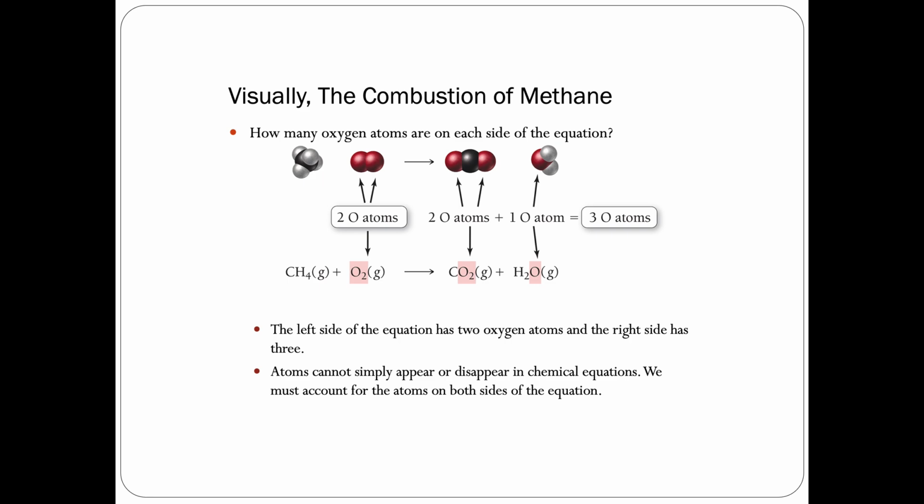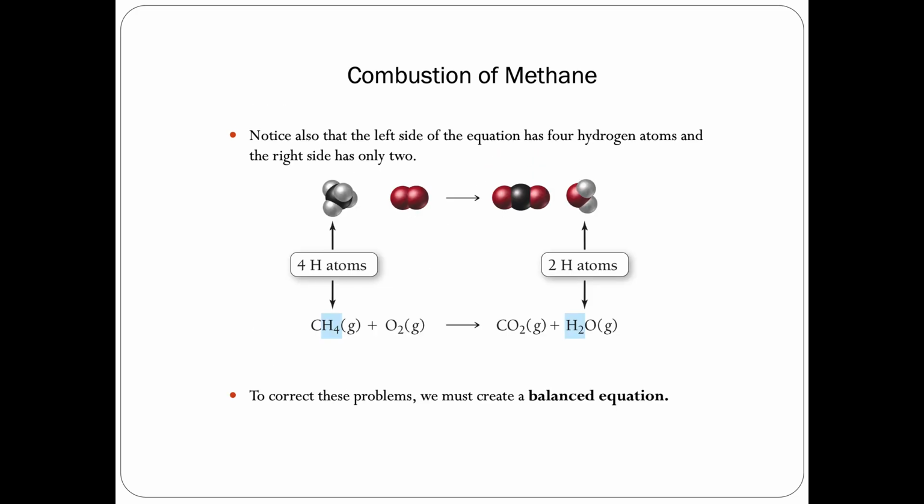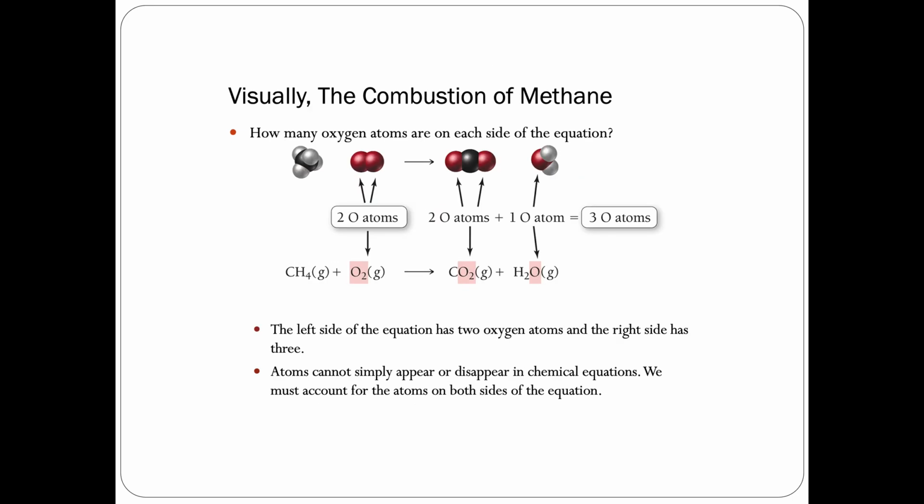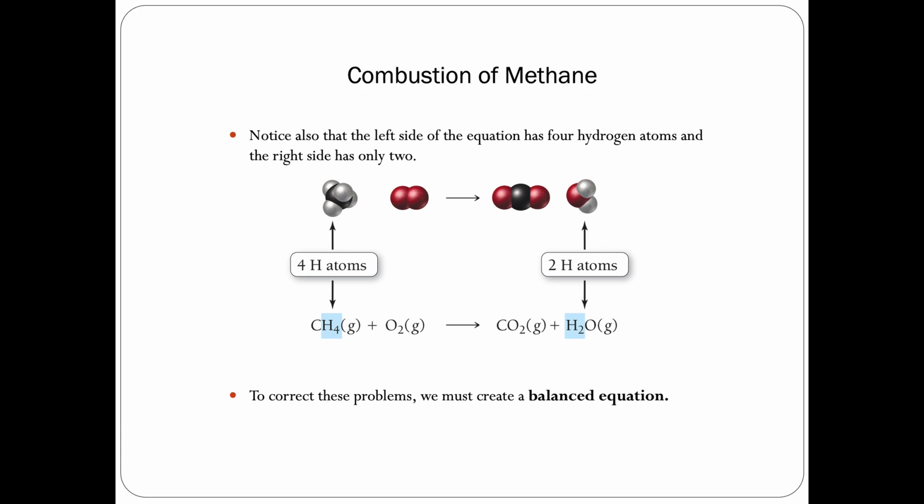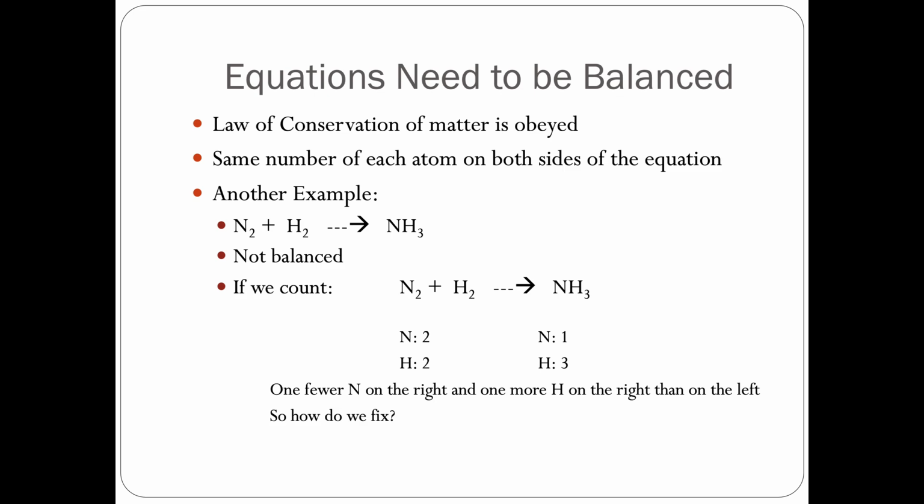So, you know, the law of conservation of matter says that that can't happen. So what do we have to do? We have to figure out a way to make it work. But also you'll notice that what happens in a chemical reaction is that the atoms are rearranged. So if you look back, or even if you look here, see how the oxygens are connected to each other, but then over here, they're not connected to each other. So we have to do what's called balancing an equation. And that just means the law of conservation of matter is obeyed, and it's the same number of each atom on both sides of the equation.